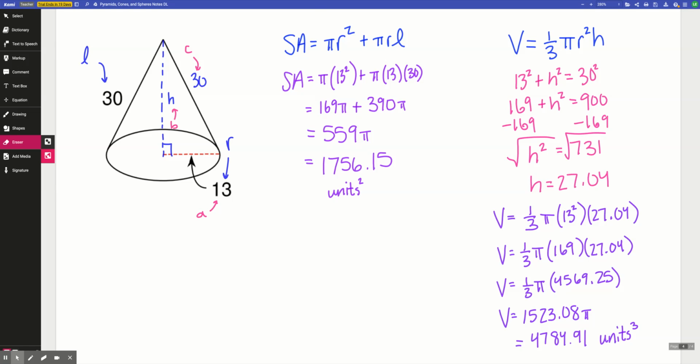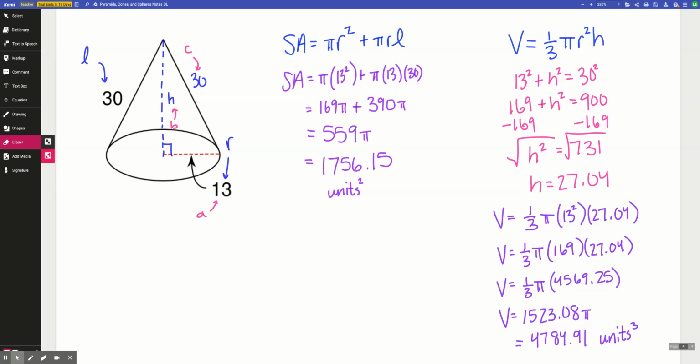Then what I did next is I did 169 times 27.04. You could have done this in a slightly different order than I did. You could have done 169 divided by 3 and then multiplied by the 27.04. You could have done 27.04 divided by 3 first and then multiplied by 169, right? Since everything is multiplication and division, it doesn't necessarily matter what order you did this in.